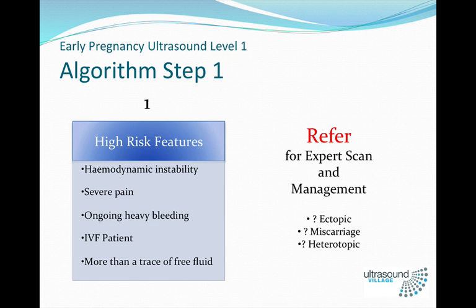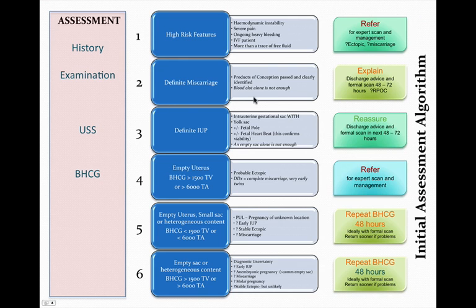So the first step is to look for the high risk features, okay? You've assessed them, you've worked out what their gestation is. Do they have really high risk features? If they do, so hemodynamic instability, severe pain, heavy bleeding, IVF patient, more than a trace of free fluid, so a significant amount of free fluid, they get referred for expert scan and management. Easy, okay. Step 2, is it a definite miscarriage?